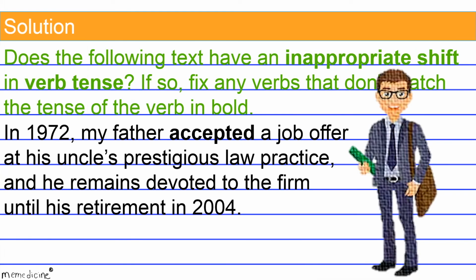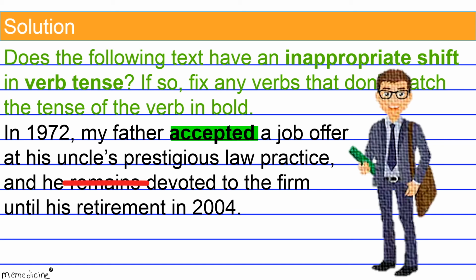Alright, back to the original question, now for the solution. Look at the bold verb accepted. It is written in the past tense. However, notice that the second verb, remains, is written as a simple, singular, third person present tense verb form. There is no need to reflect a time change, state a general truth, or use the literary present tense in this instance. So this is an inappropriate shift in verb tense.